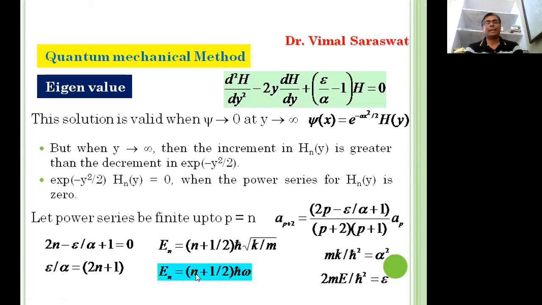Since √(k/m) is equal to ω, E_n = (n + 1/2) ħω. Here n = 0, 1, 2, 3 and so on. ħ is the reduced Planck's constant and ω is the angular frequency of the simple harmonic oscillator. If we substitute ħ = h/2π and ω = 2πν, then this equation will be E_n = (n + 1/2) hν. If we substitute n = 0 here, then the energy in the ground state will be ½ħω, and this energy is known as zero point energy.